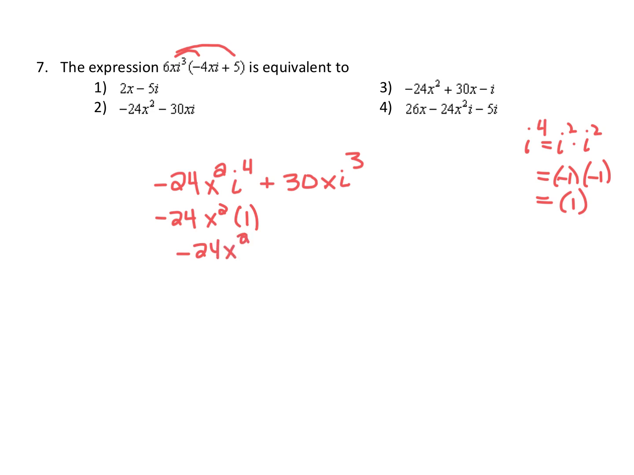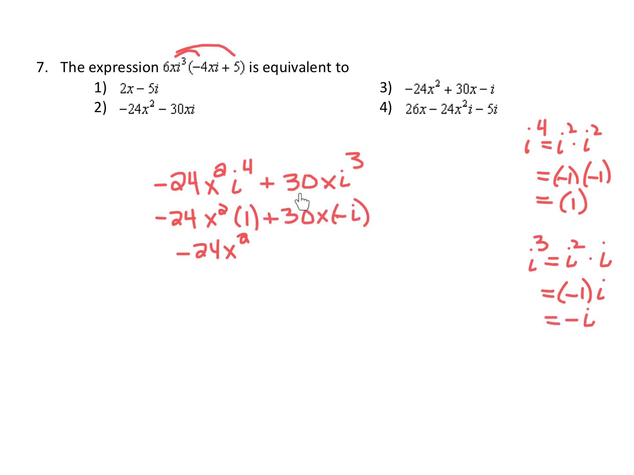And by the way, if you wanted to double check, you could plug i to the 4th in your calculator and it'll let you know it's equal to 1. Okay, now let's think about i cubed. Isn't i cubed just equal to i squared times i? And we know i squared is equal to negative 1. And i is just i, you can't do anything with it. So negative 1 times i is negative i.